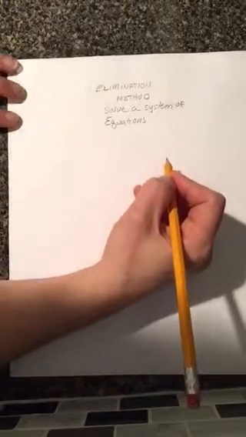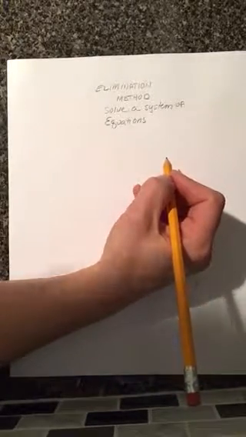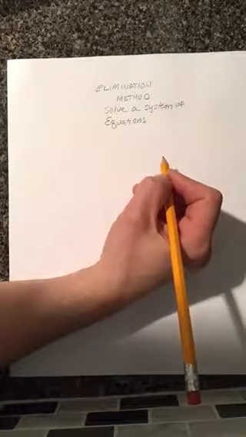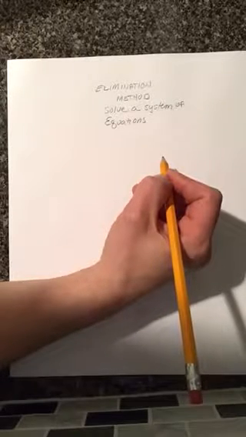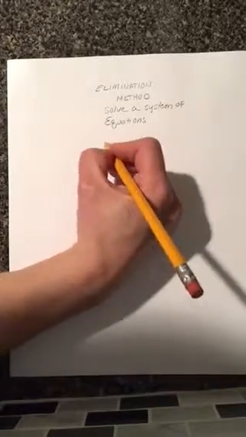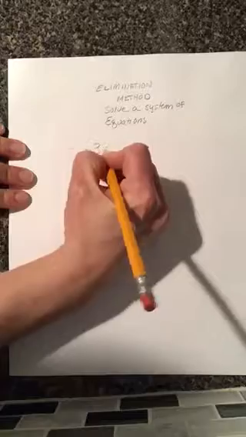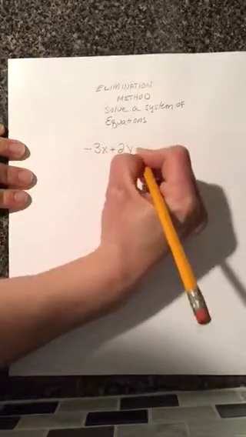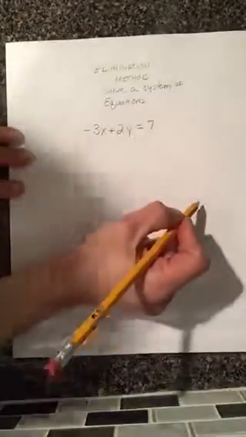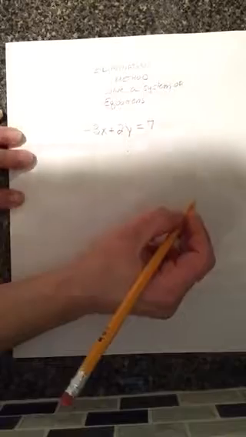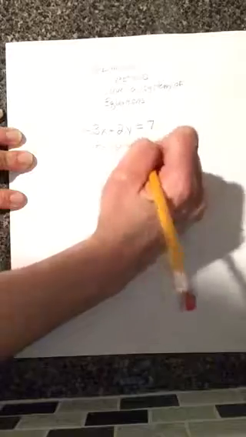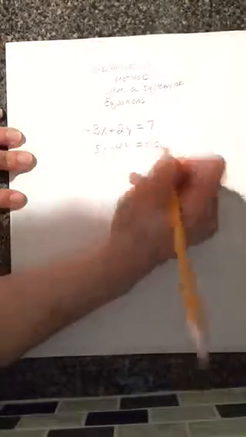So I'm going to give you two equations, and the first equation is going to be negative 3x plus 2y equals 7. So I'm going to write that down. And the second equation in my system is going to be 5x minus 4y equals negative 12.